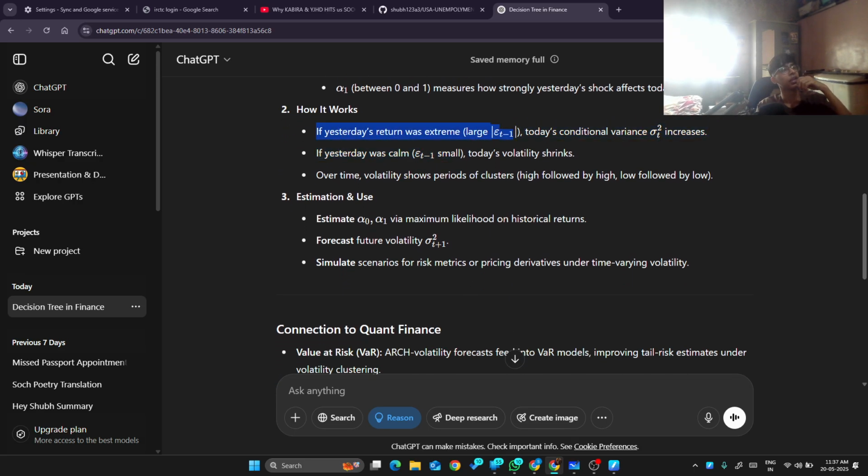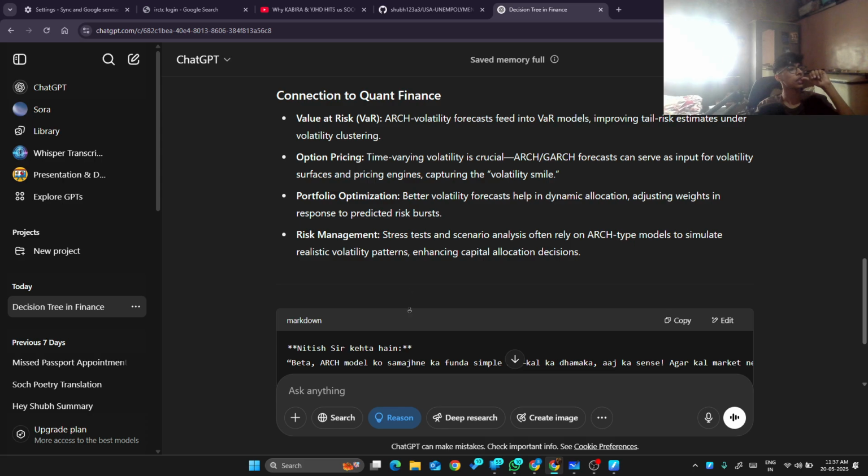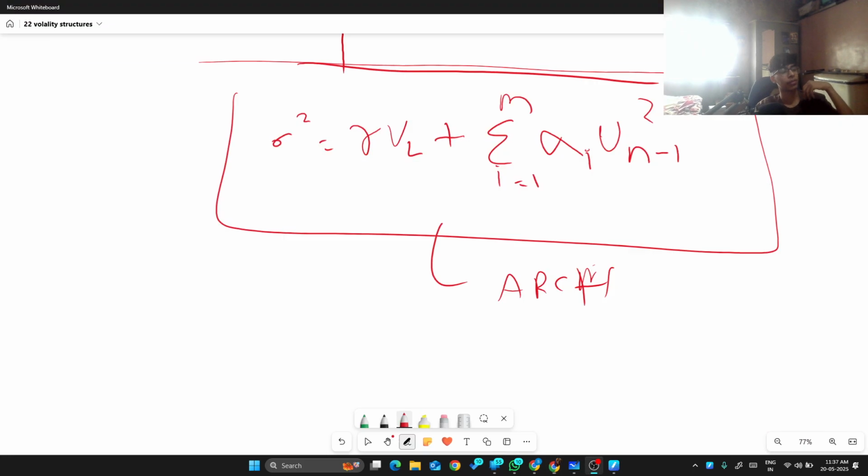If the previous return is extreme, a large value, then our variance will increase because there is more weight. I think I am confusing you. The ARCH model is the model with weighted volatility plus long term mean, and here we are considering volatility, but the correct term should be variance rate. Variance rate, okay, long term variance rate.